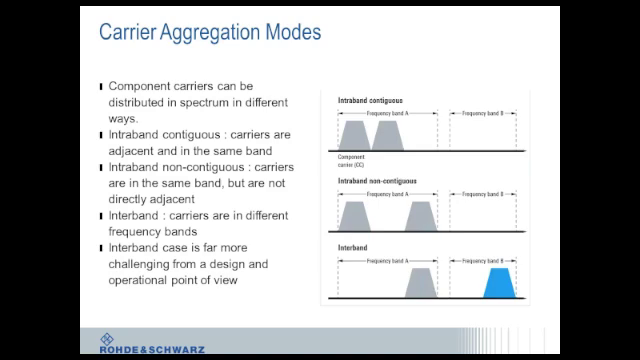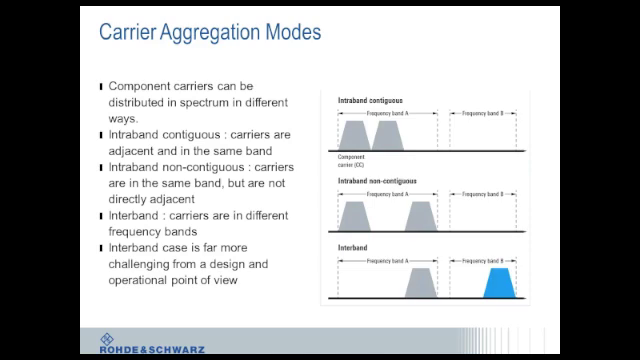There are 3 basic ways, however, in which these component carriers can be distributed in spectrum. These are intraband contiguous, intraband non-contiguous, and interband. In the first 2 cases, the component carriers lie within the same defined frequency band, either directly adjacent to each other or separated by some non-trivial distance, that is, some distance greater than just a nominal guard band. In the third case, the component carriers are in completely different frequency bands. Now, one might ask, why should we make this distinction at all? As we discuss a little bit later in the presentation, the interband case, that is where the component carriers are in completely separate frequency bands, creates a far greater challenge from a design and operational point of view.